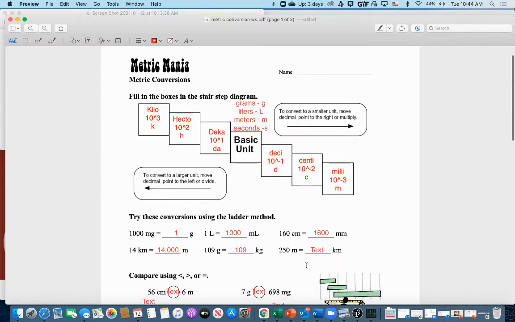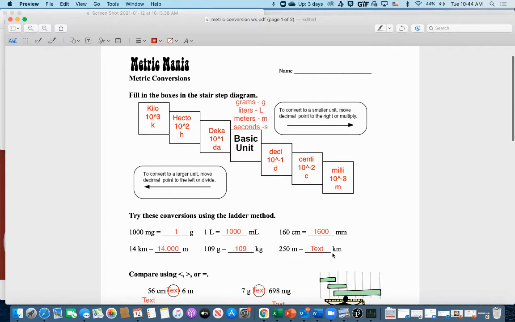And the last one of these is 250 meters is equal to how many kilometers? Okay, well, I have meters right here. I'm going up 3. 1, 2, 3. 3 to the left because it's moving up to the left. So it's right here after the 0. Before the 0 is 1. Before the 5 is 2. Before the 2 is 3. So that's 0.250 right here, kilometers.